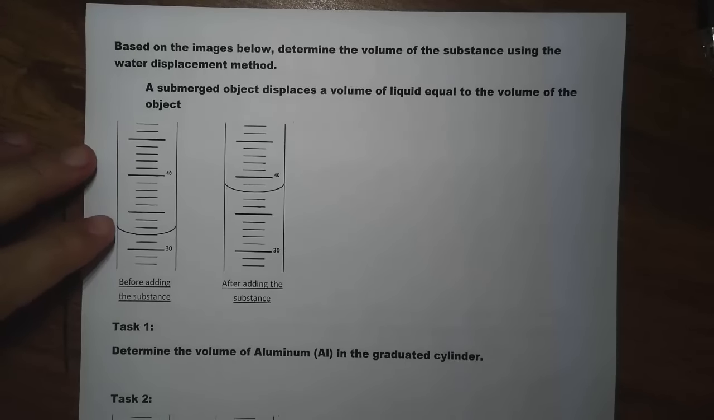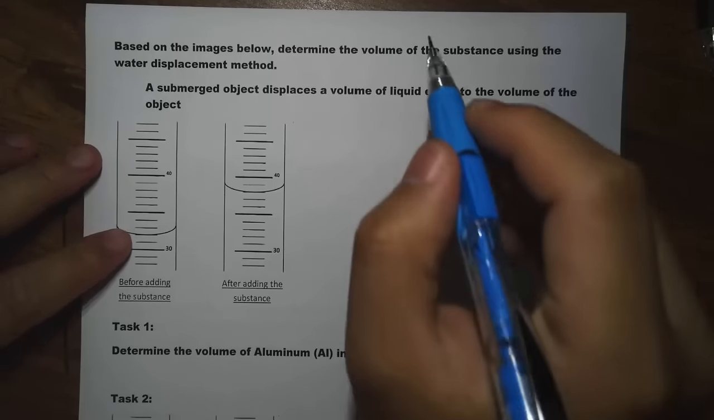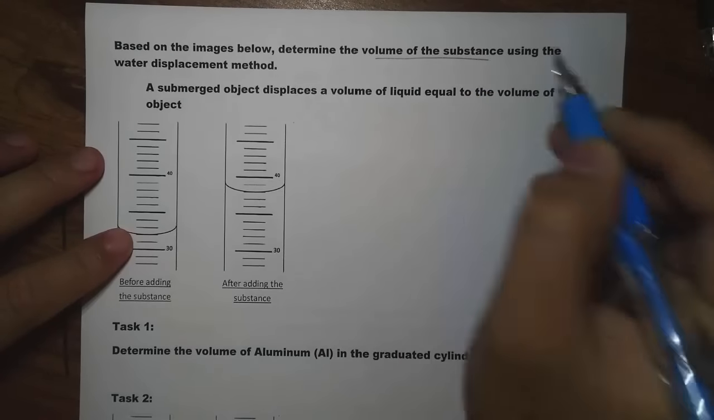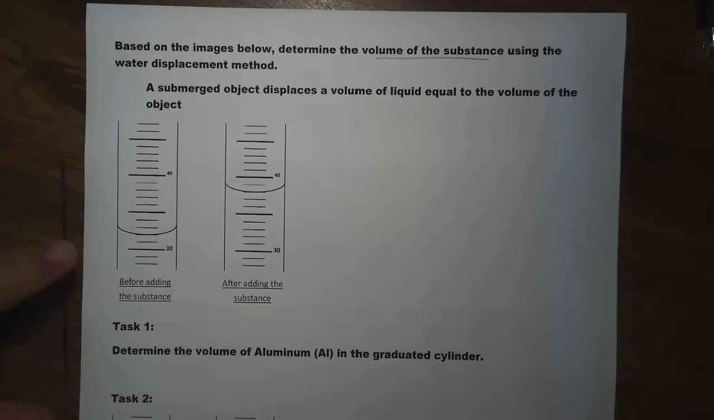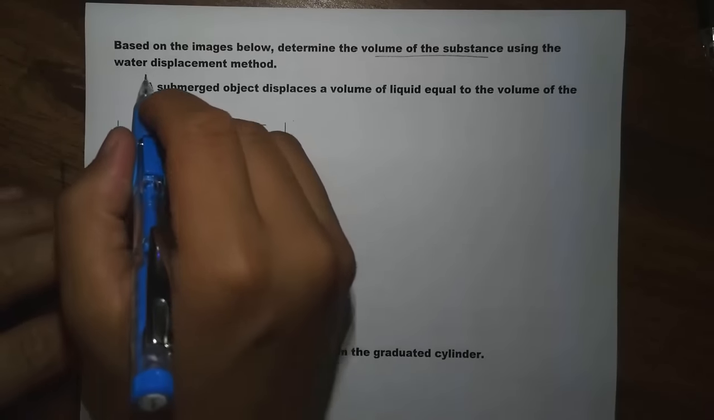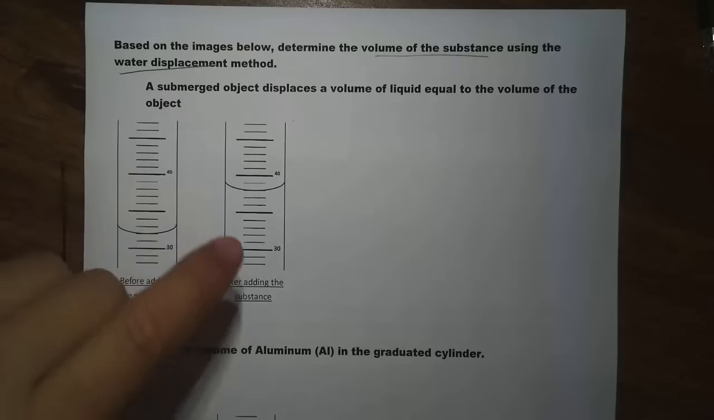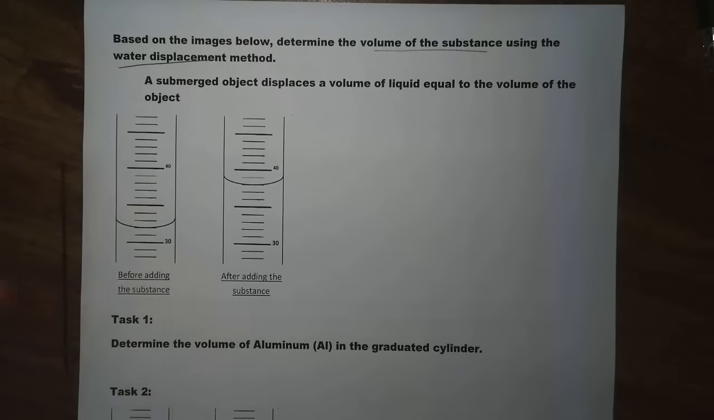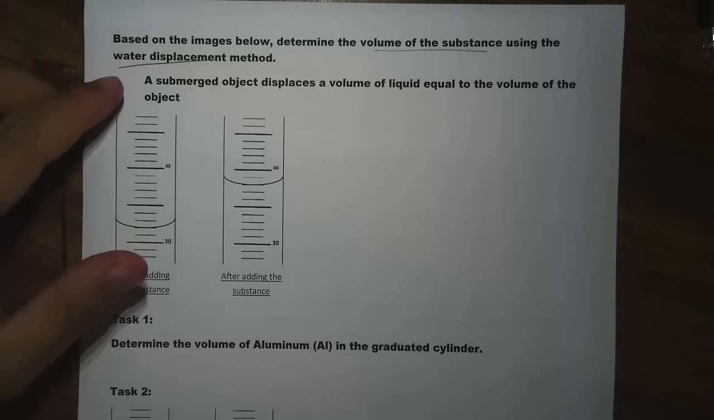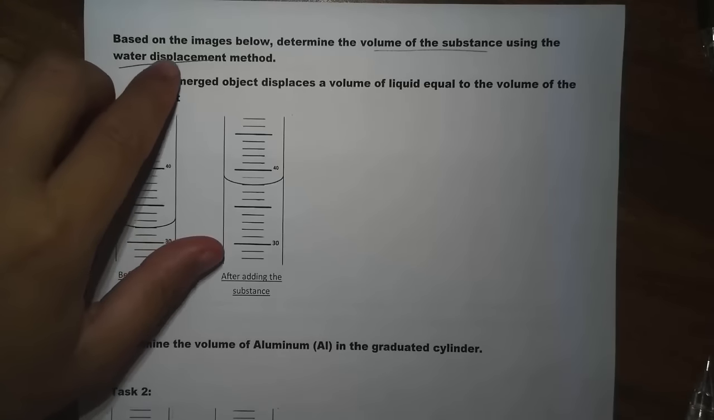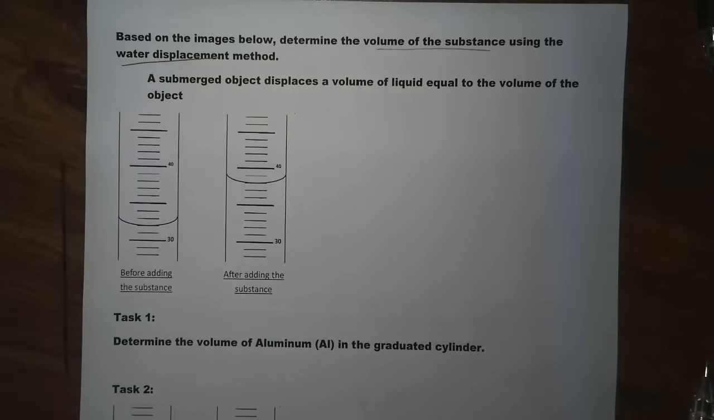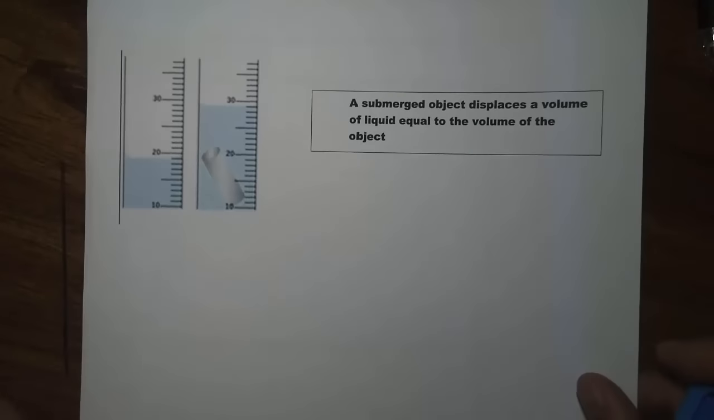In this lesson, we are going to learn how to determine the volumes of a substance using the method called water displacement. Now let's look at the name of the method. It's water. Of course we are using water because water is very stable, not corrosive, and safe. And displacement, think of the word displacement. So let's go back and look at this picture right here.